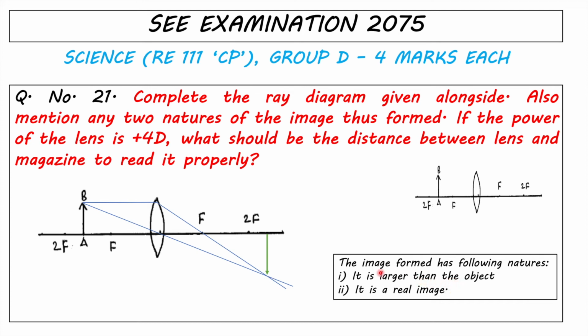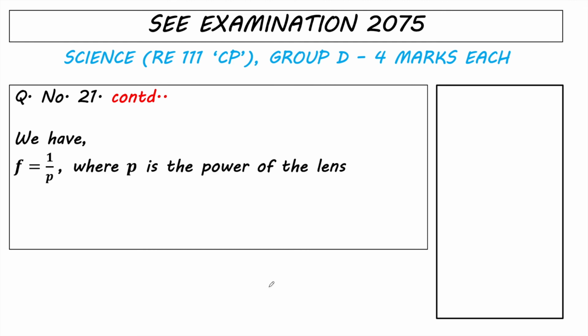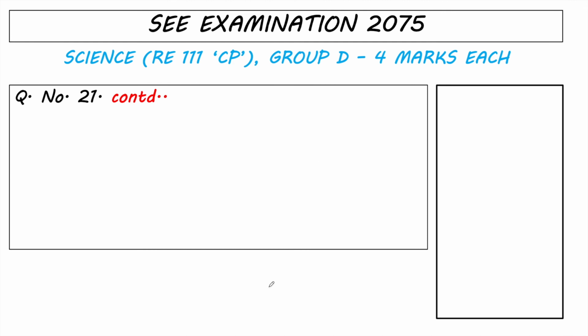Some more information on this, even after you're done with the answer: whenever the object is placed between f and 2f for a convex lens, the image formed is always a real image, and real images are always inverted. It is also true that whenever the object is placed in this range, the image formed will always be larger than the object.